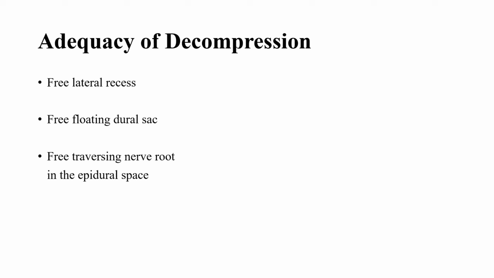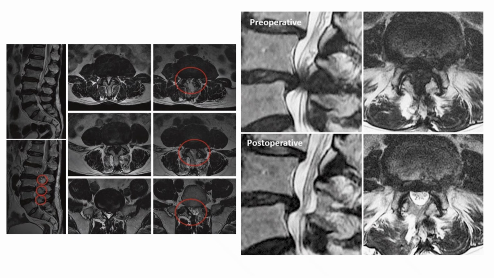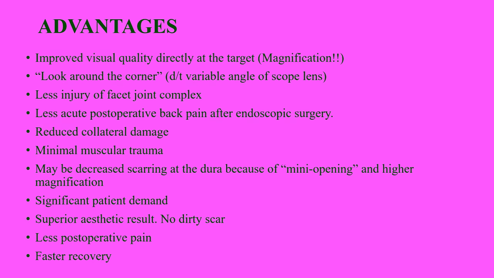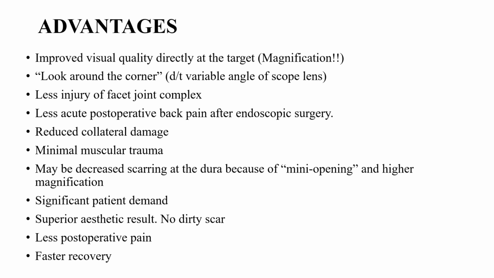What is the adequate decompression? First is free lateral recess, free floating dural sac, and free traversing nerve root in the epidural space. So typically such kind of MRI will be appreciated before surgery and after surgery with a good decompression. So what are the advantages of endoscopic spine surgery?